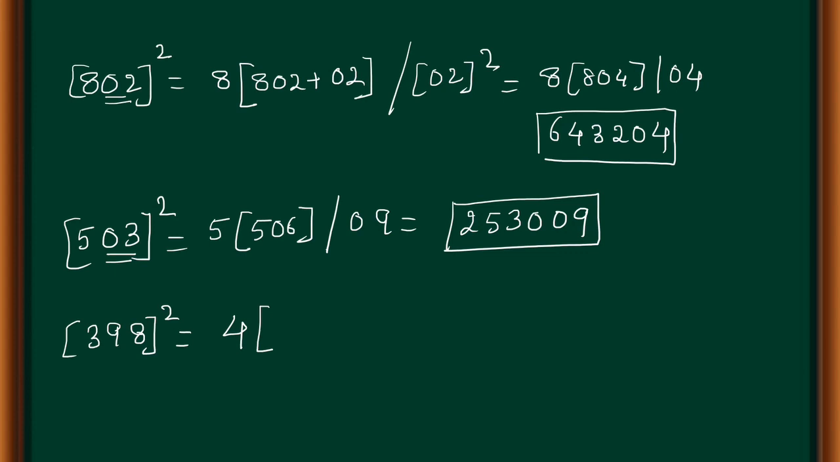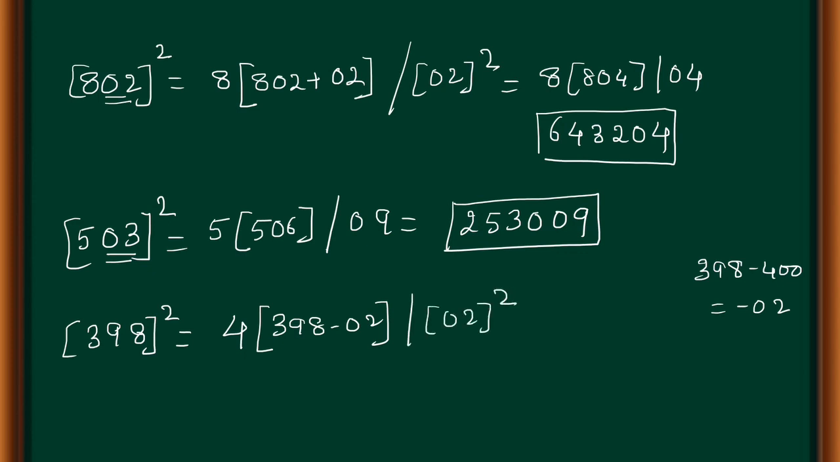See the difference between 400 and 398. Correct? It is a negative number, basically. So 398 minus 400 is a negative number. It's minus 2, right? 398 minus 400 will give you minus 02. So this is going to be 398 minus 02, that will give you 396. And here again you can write down 02 square, correct? So this will be 4 into bracket 396 and this will be 04.